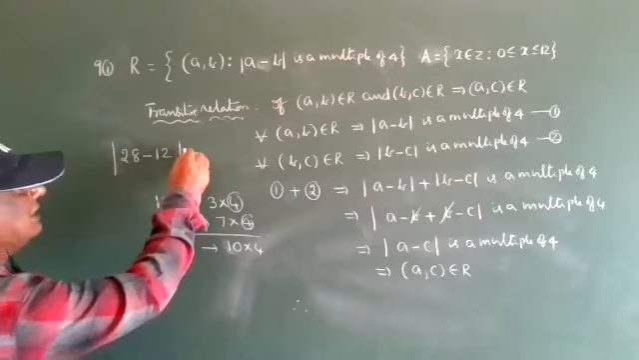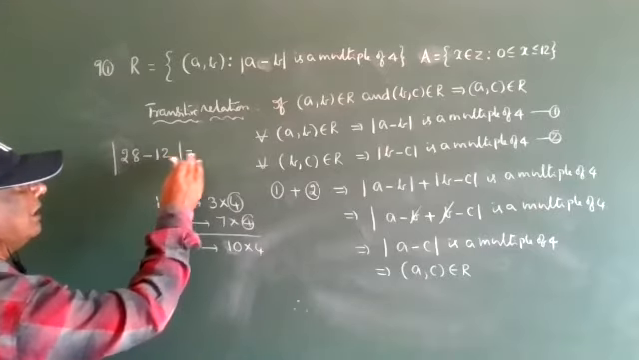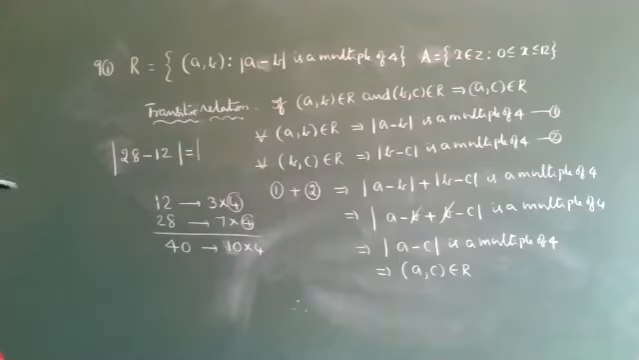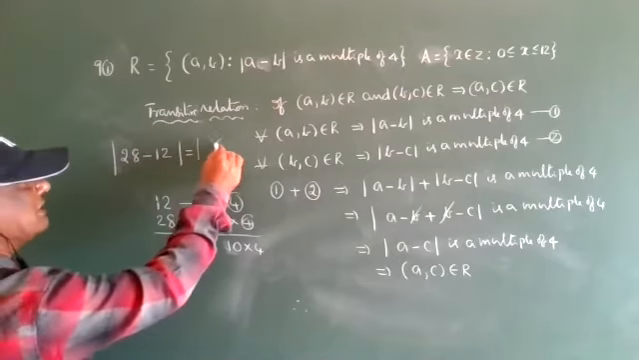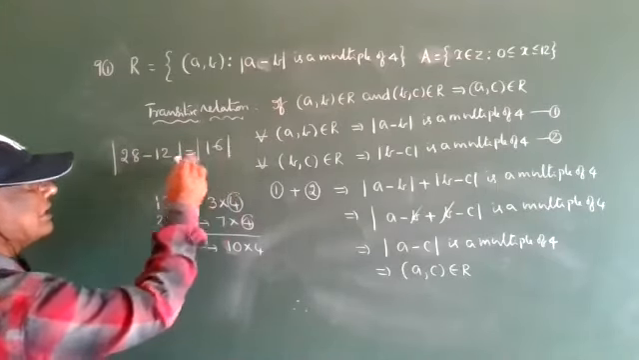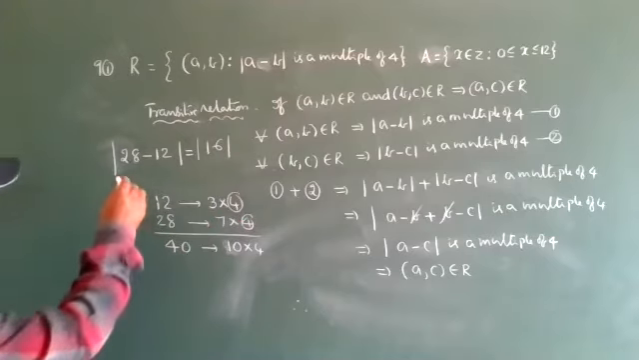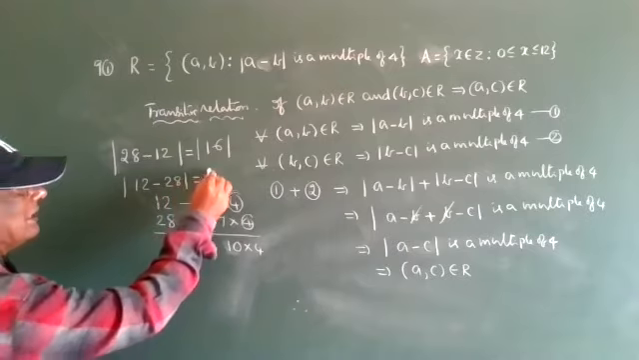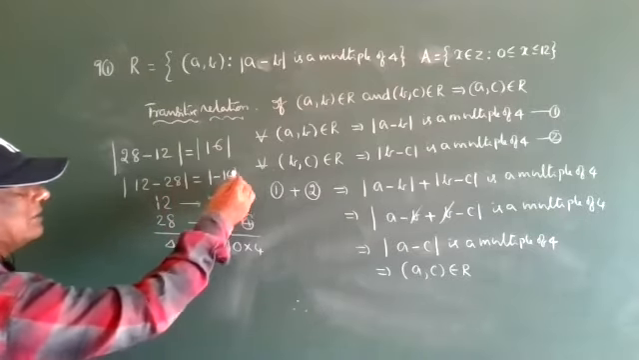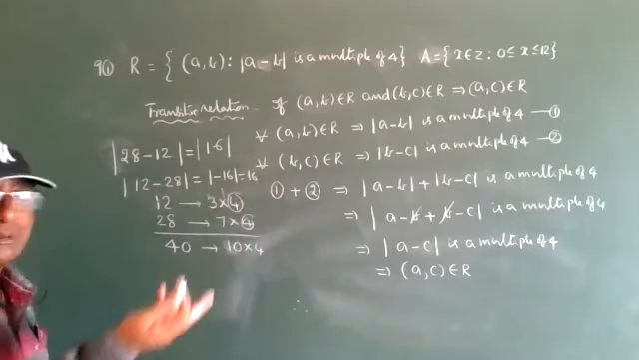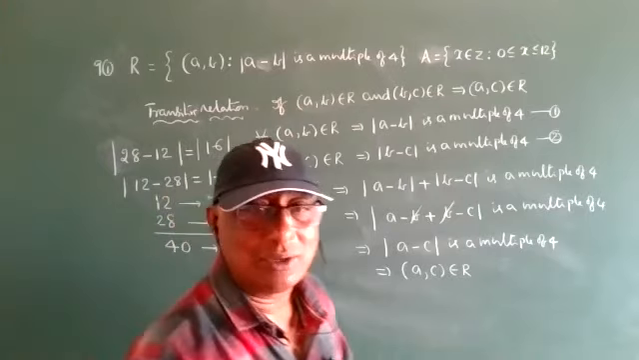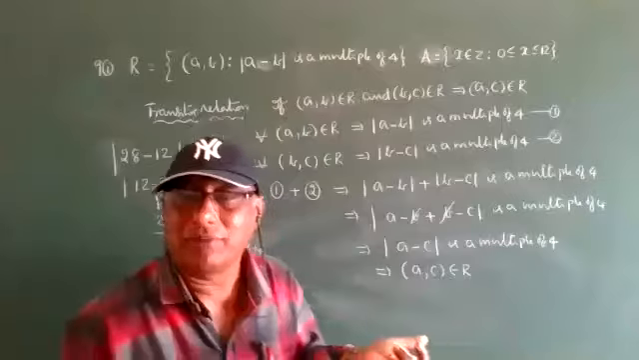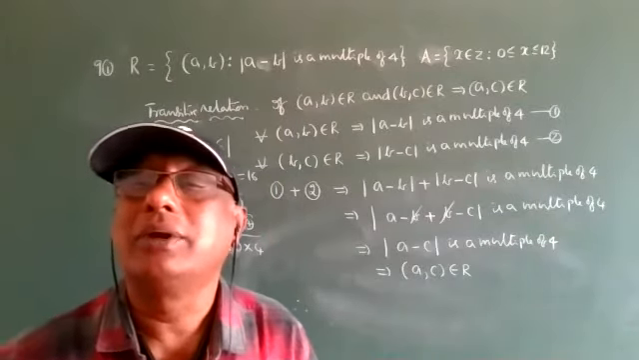What is the difference? Here it is 16, also a multiple of 4. In reverse order, write 12 minus 28, that is minus 16. The modulus is equal to 16, also a multiple of 4. Reverse also: if one number is a multiple of 4, its reverse is also a multiple of 4.